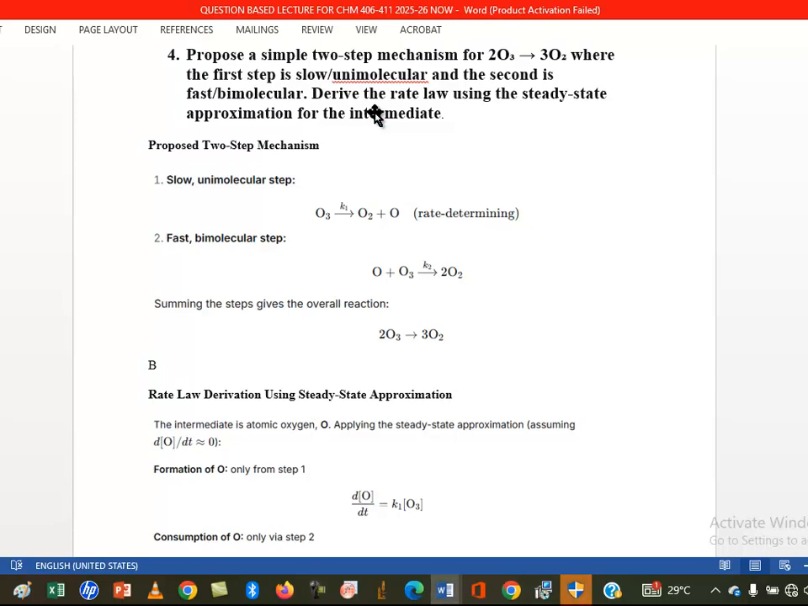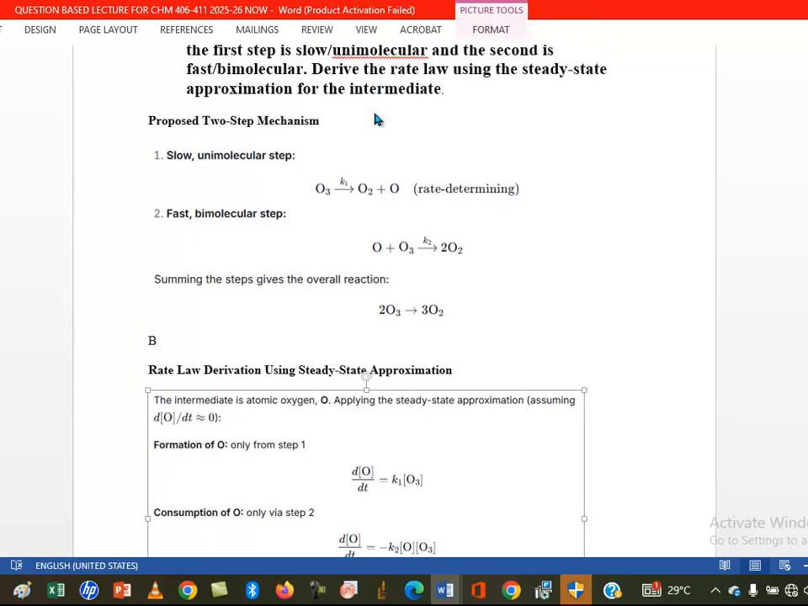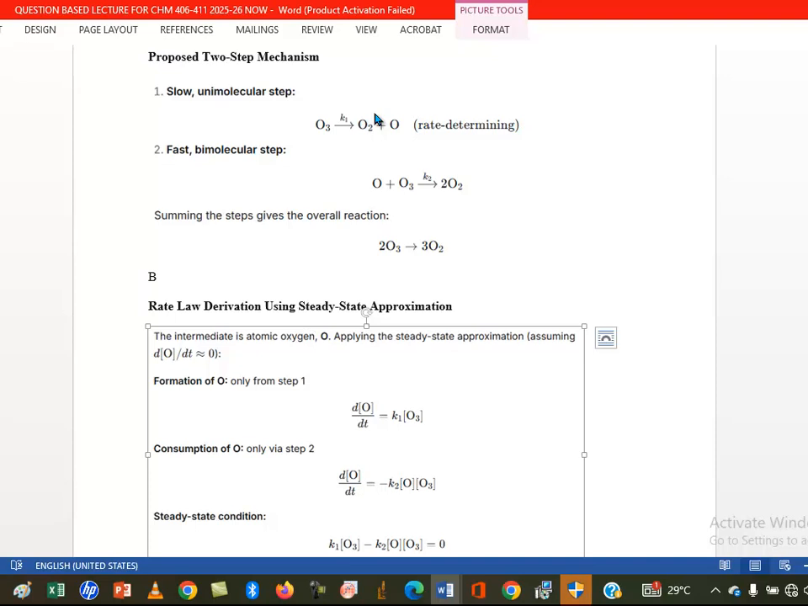Now, to do the steady state approximation, you need to first of all take it as d[O]. So remember what is your intermediate here? Your intermediate is atomic oxygen, right? Oxygen is formed here and it is used up here. Formed in the first step, used up in the second step. So that is your intermediate.